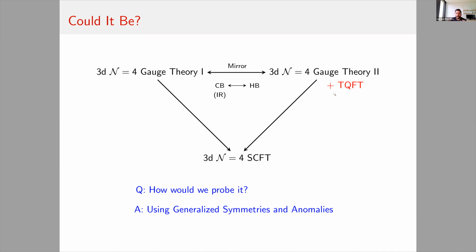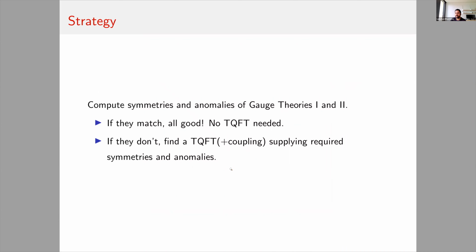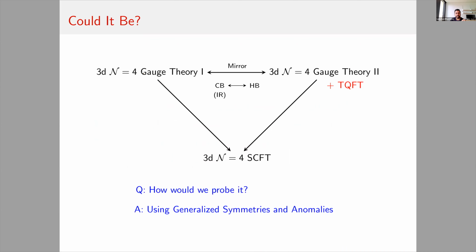Okay, so how would I probe such a question? Well, it's something topological, so it's going to impact topological properties of the theory on this side. And topological properties of quantum field theories, by definition, are captured by generalized symmetries and their anomalies. So what we can do is compute generalized symmetries and anomalies of the two theories on both sides, gauge theory 1 and gauge theory 2, and see if they match or not.